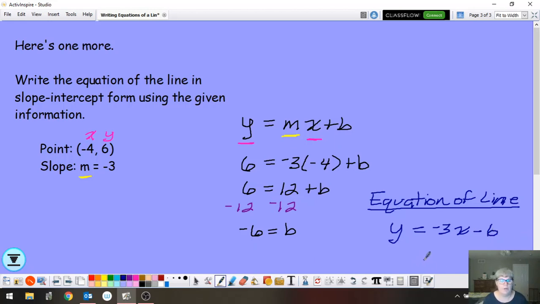So this will prepare you for when we need to write equations of lines that are parallel or perpendicular to a given line through a given point.